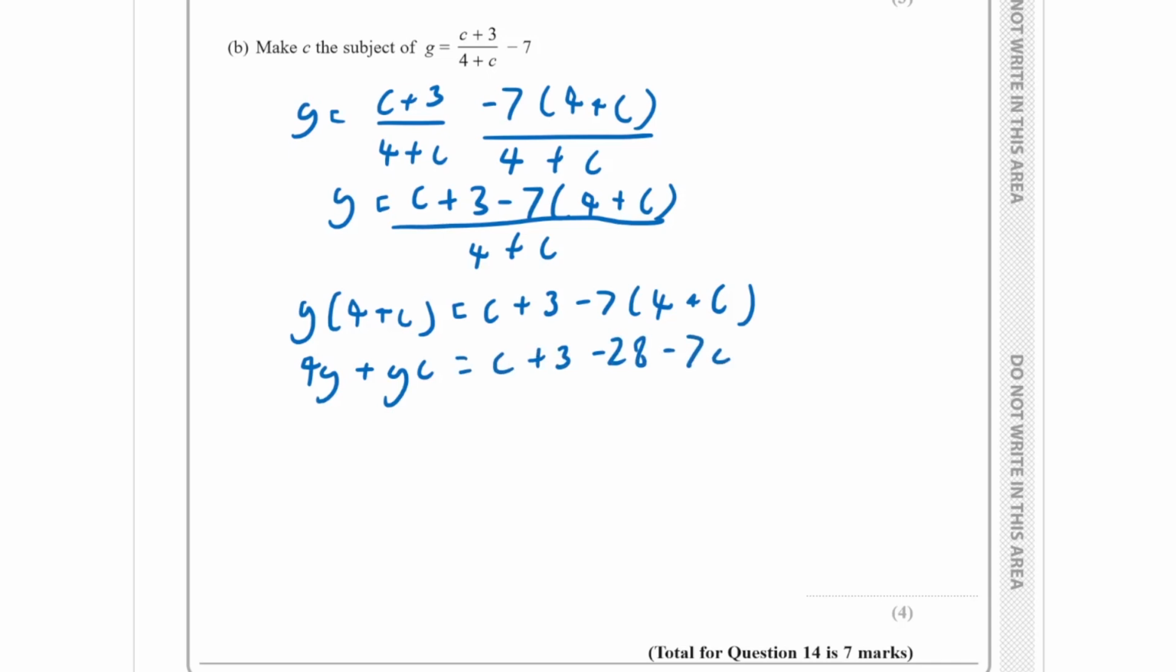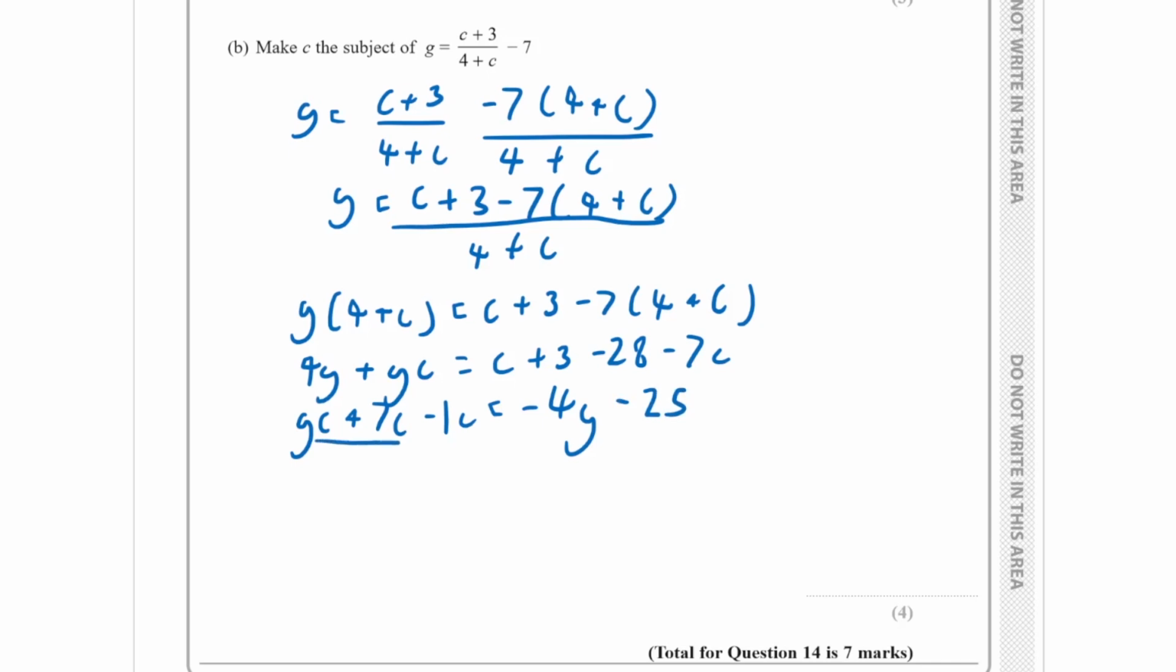Now we bring all the C to one side. So here we have GC. Negative 7C to the other side is plus 7C. C to the other side is negative 1C. Now we bring 4G to the other side. That's negative 4G. 3 minus 28 is negative 25.